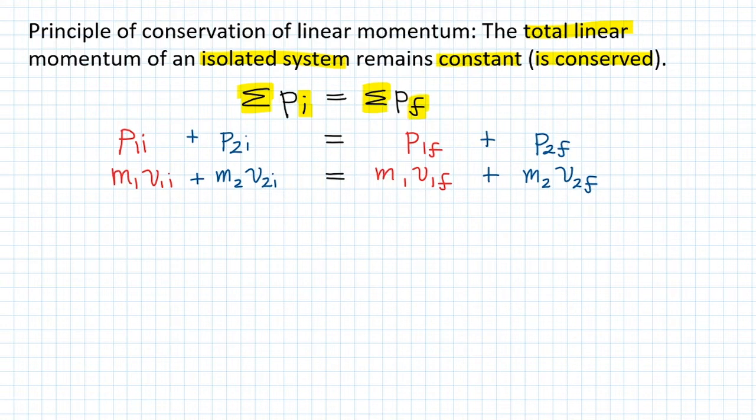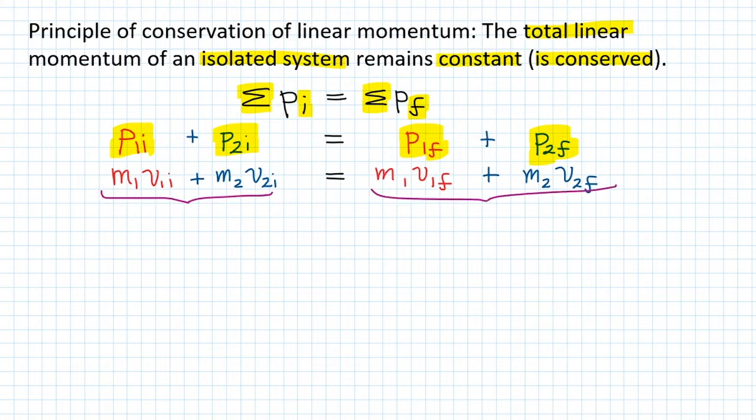So let's say that we are considering a collision between two objects that are separate in the beginning and after the collision are separate again. Then we would say that the initial momentum of object 1 plus the initial momentum of object 2 is equal to the final momentum of object 1 plus the final momentum of object 2. We can expand this so that we have this on the left hand side and that on the right hand side.